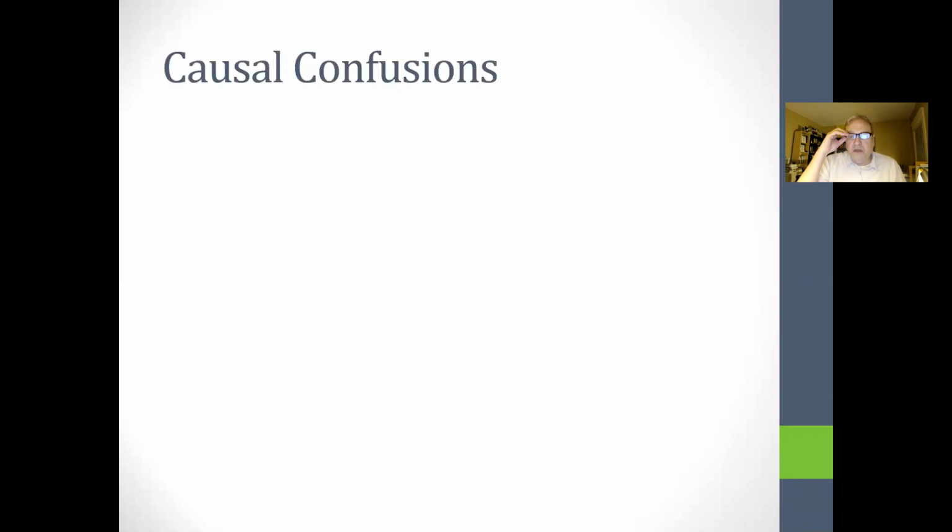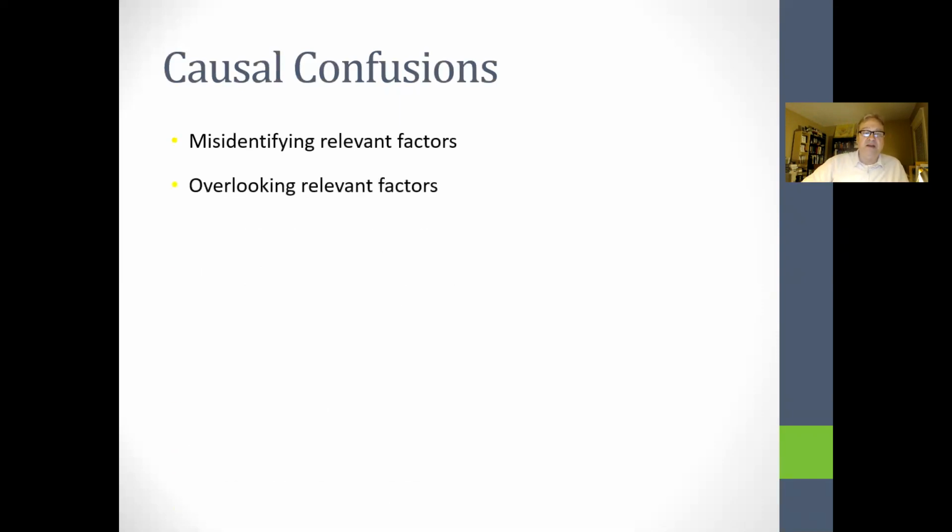Now, the other kind of argument that we talked about in this chapter is causal arguments. That's where we're trying to argue one thing causes another. This is used a lot in science, obviously. Some confusions about whether one thing causes another that a lot of people make are that they misidentify relevant factors, they overlook relevant factors, and they confuse a coincidence with a cause.